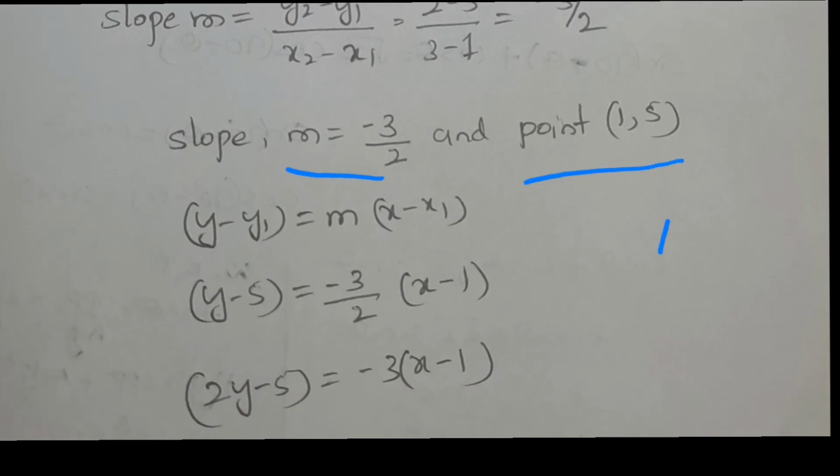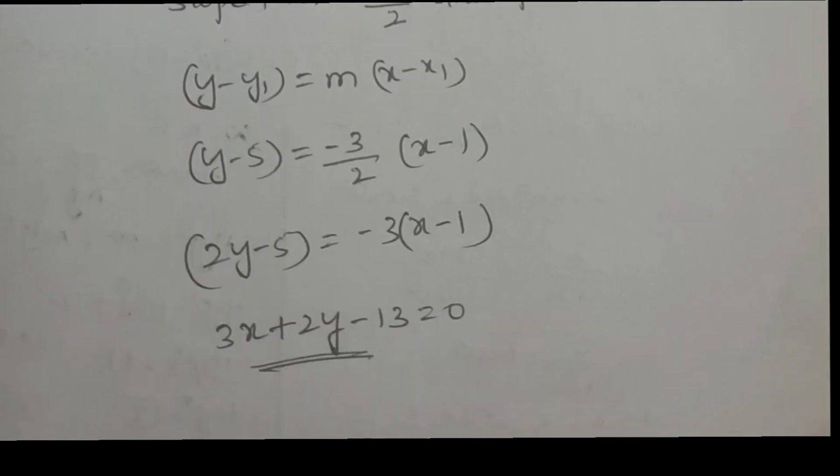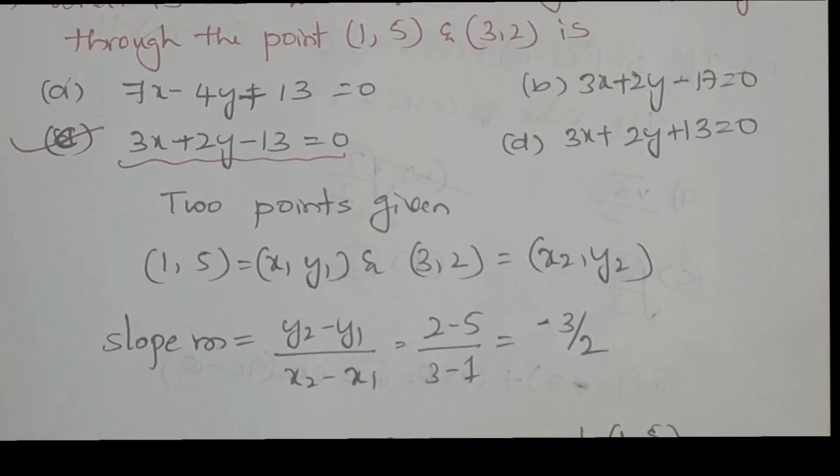The point is 1 comma 5. So we have the equation y minus y1 is equal to m into x minus x1. Substitute in this equation. So to simplify, you just do the cross multiplication. So 2x, just do cross multiplication, you will get the equation. Okay. So finally if you solve the equation, you will get 3x plus 2y minus 13. You will get that answer. So that will be option C, C will be the answer.